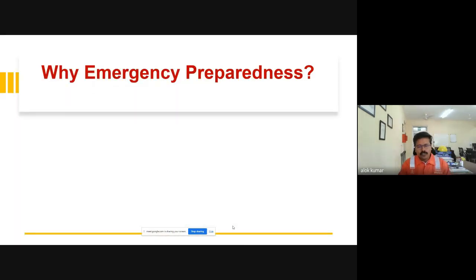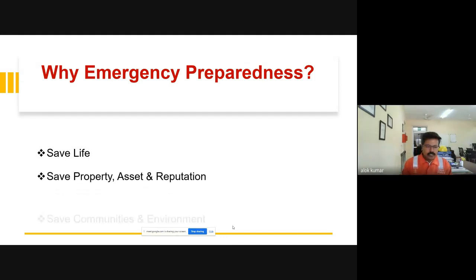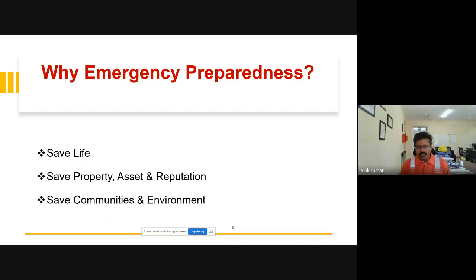So why do we need emergency preparedness? It's a very basic thing: to save life, to save the property, asset, and reputation of the organization, save communities and environment. As I have told, mostly the people here have a background in the coastal department.